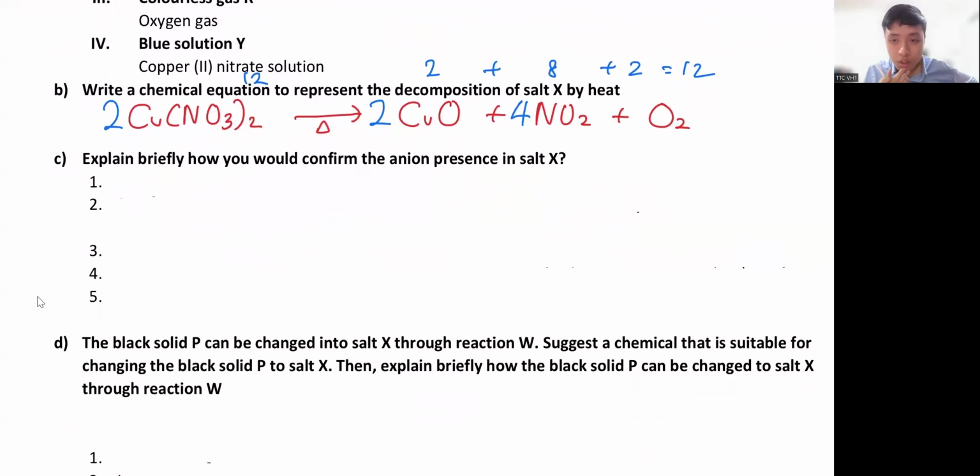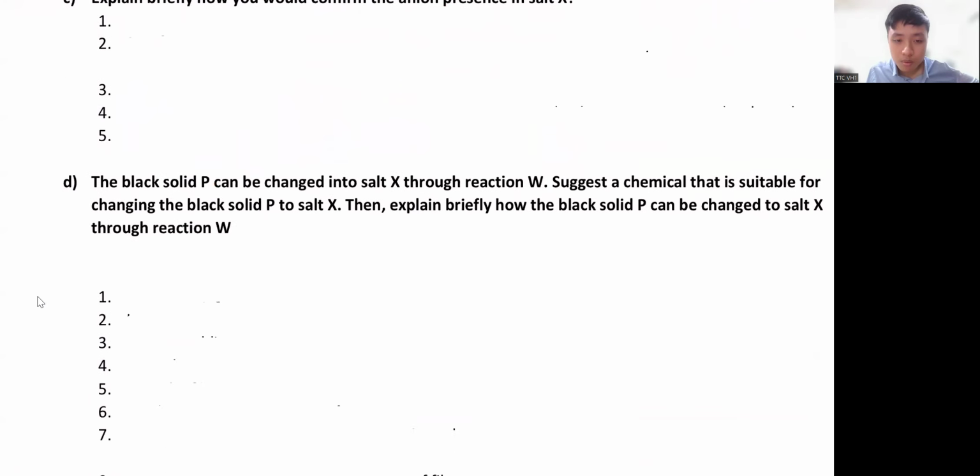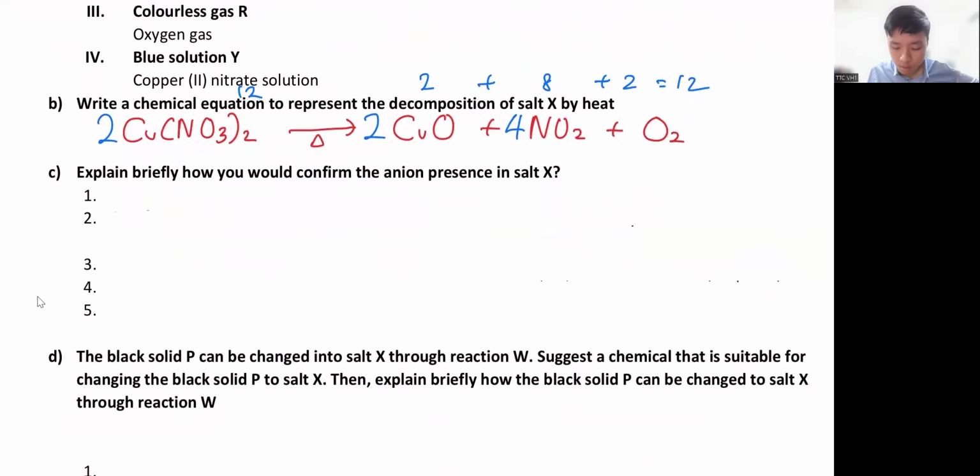After that, explain briefly how you confirm the anion presence of salt X. First of all, NO3 negative. Important, this question. Salt X is copper nitrate. The anion is the negative ion. The cation is the positive ion. So they ask for NO3 negative, the negative ion. So for the test, remember, you have a shortcut.